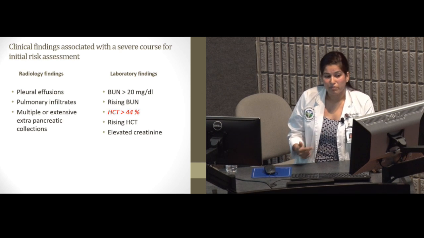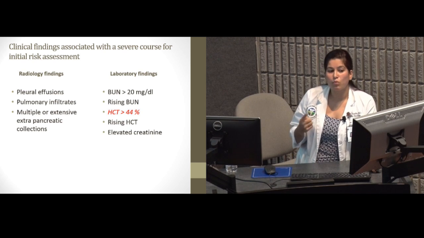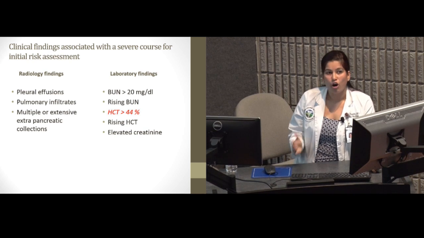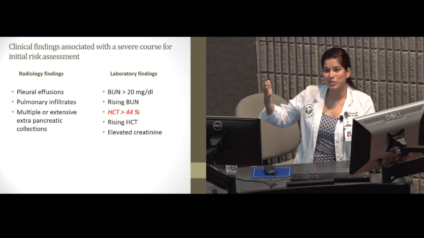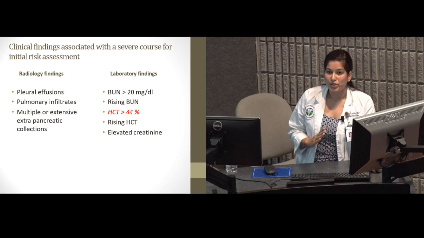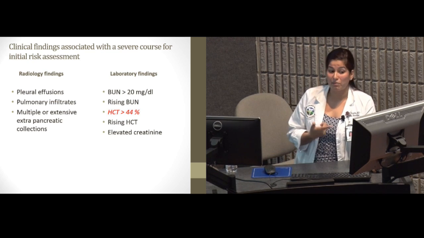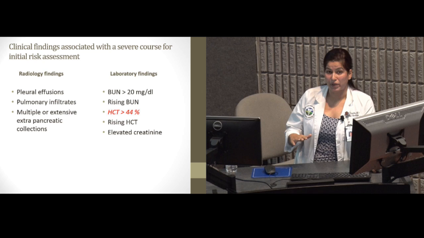Lab findings, this is where my question came from, and MKSAP actually highlights BUN more than 20. So this is very important, very handy. If somebody has a high BUN more than 20, or somebody's been in the hospital and their BUN is actually going up despite you doing everything, it means something else is going on. So that is a bad prognostic sign. So rising BUN, rising hematocrit more than 44%, elevated creatinine, these are bad markers. We are dealing with a sick patient here.